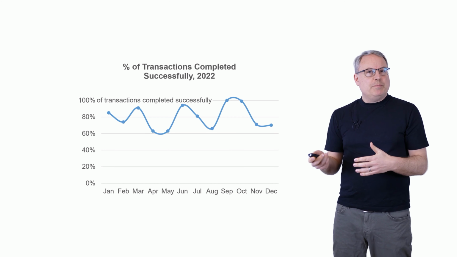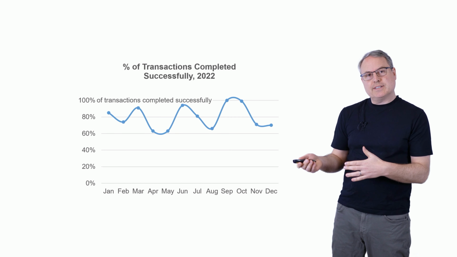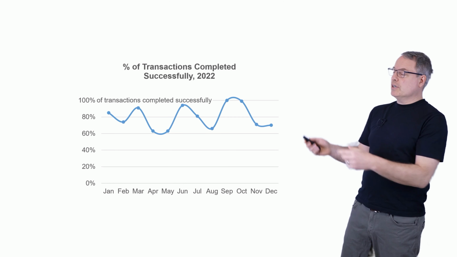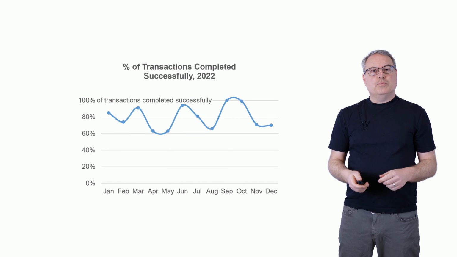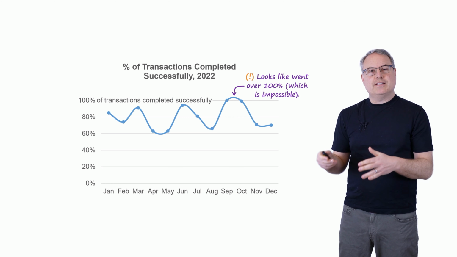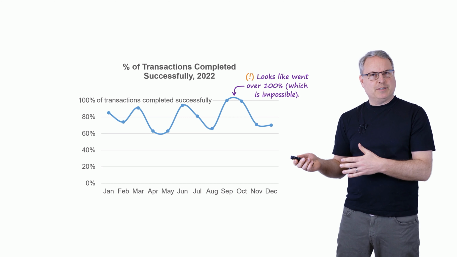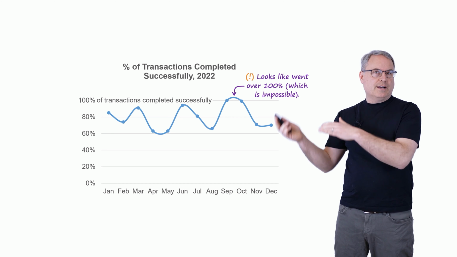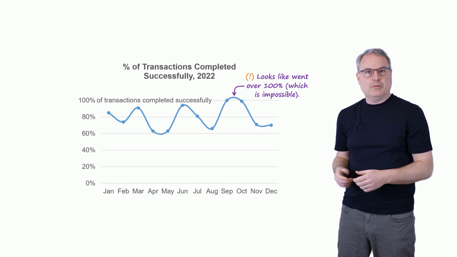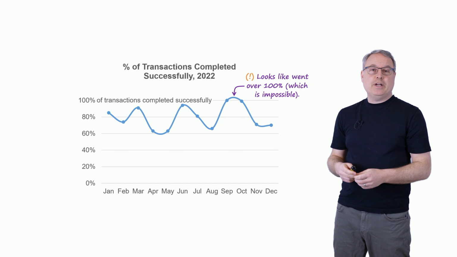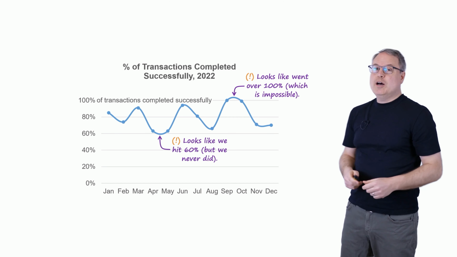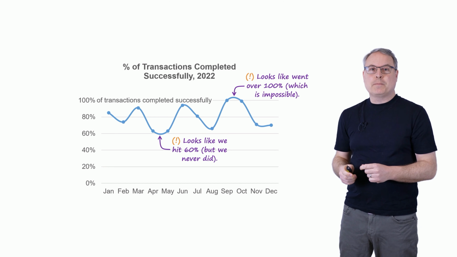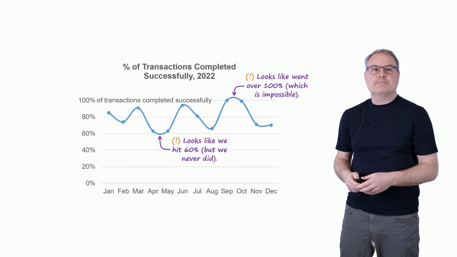The main concern that people who object to curvy line charts like this have is what I call the overshooting problem. So for example, in this chart, it looks like around the fall, we actually went above 100% of our transactions being successfully completed. That's not even theoretically possible. And yet the curve makes the line go above that theoretical maximum. Or in the spring, it looks like we hit about 60%, but we never actually got there. You can see from the point markers on the line that we were always above 60%.